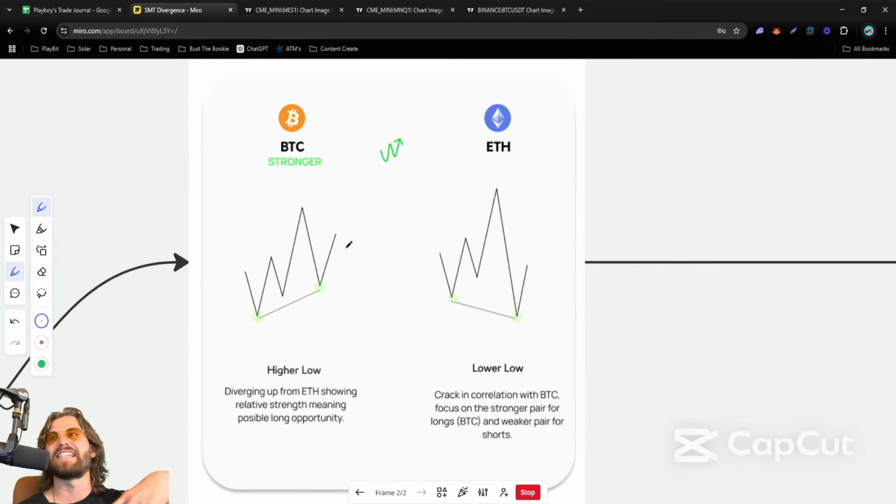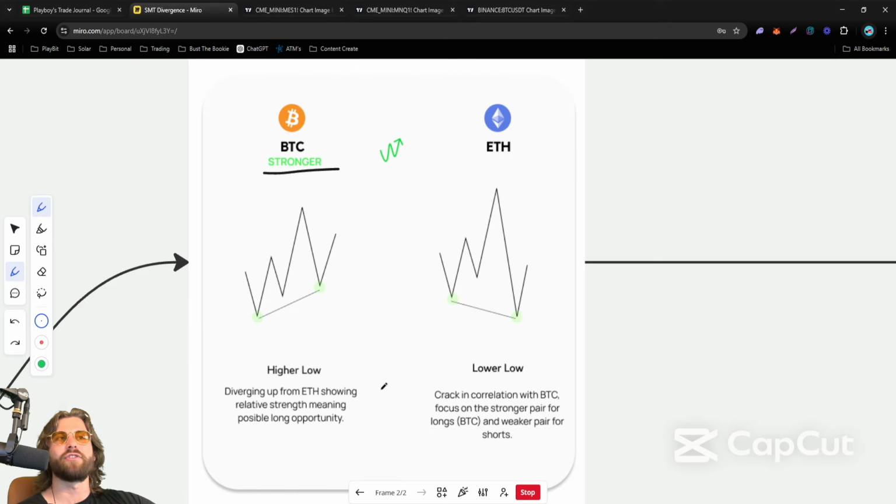Here is an example of Bitcoin being stronger, right? In this case, Bitcoin's stronger. Why would Bitcoin be stronger? Well, it's printing higher lows by definition. We have price moving up, printing higher lows, breaking the highs, and continuing, right? All the highs continue to break, and the lows stay intact. This is showing that the buyers are in control, which means it is currently stronger.